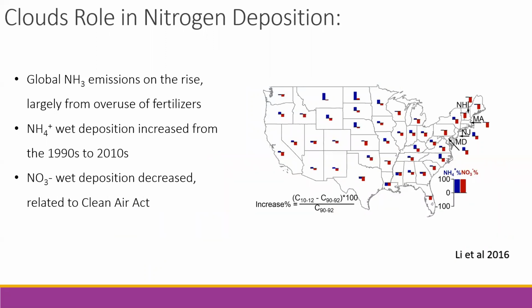Global ammonium emissions are on the rise, and this is largely due to overuse of fertilizers to feed a growing population. In the United States, ammonium emissions seem to be remaining relatively flat, and yet in 37 out of 50 states, ammonium wet deposition has increased from the 1990s to the 2010s. Nitrate deposition has decreased, thanks to the Clean Air Act amendments related to acid deposition regulations. But ammonium deposition is becoming an increasing problem.